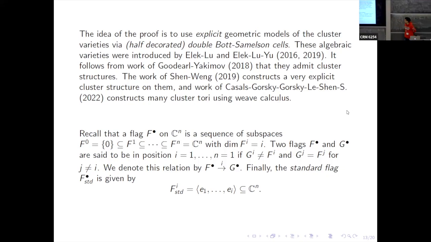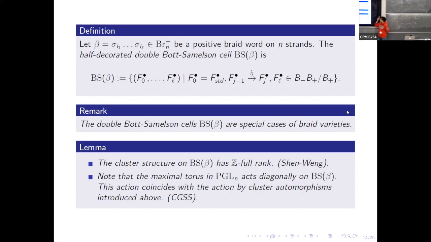And I will fix a basis of C^N, and then I have a standard flag. So I take a positive braid word on, let's say, N strands. Then this half-decorated double Bott-Samelson cell is, well, this variety. So I have chains of flags from F_0 to F_L, where L is equal to the number of letters in the braid word, the number of crossings in the braid, that satisfies some conditions. Number one, I start with the standard flag. If I move one step, I am going to change one subspace, and the subspace I change is given by the braid word. And finally, I require that the last flag is on this big cell, B minus B plus over B plus.